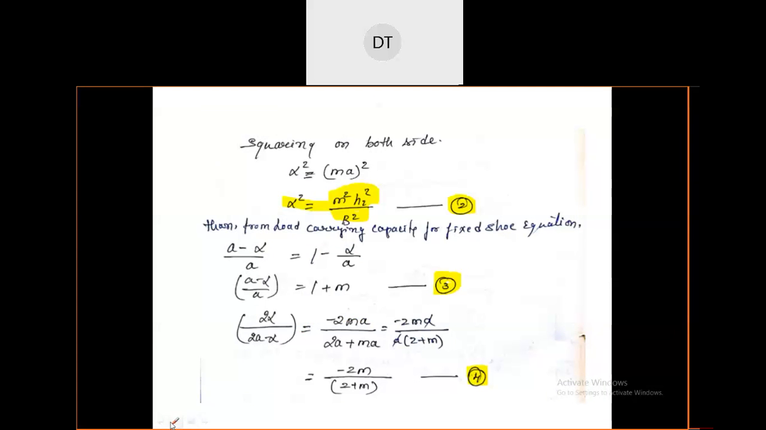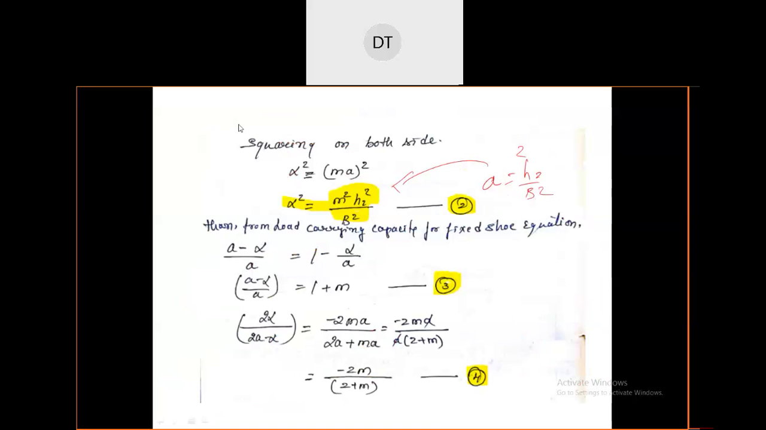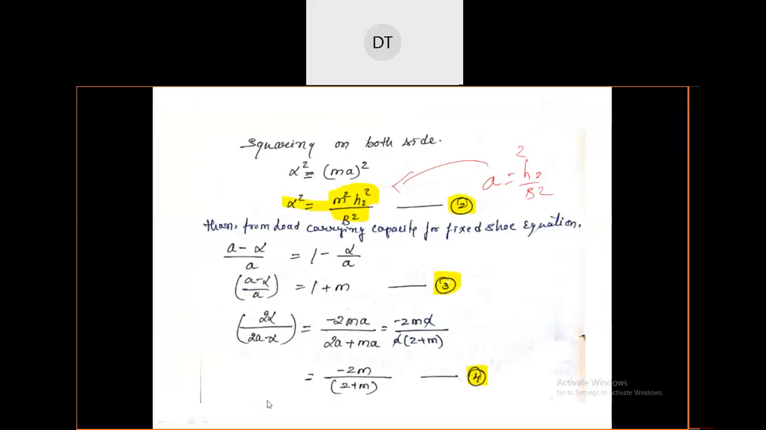See next, squaring on both sides, alpha square is equal to m square a square. In the place of a, I know a is equal to h2 by B. I place this value here and it becomes h2 square by B square. And in the load carrying capacity equation, I just take the load carrying equation for a fixed shoe. That we already derived. You can take it from the data handbook.